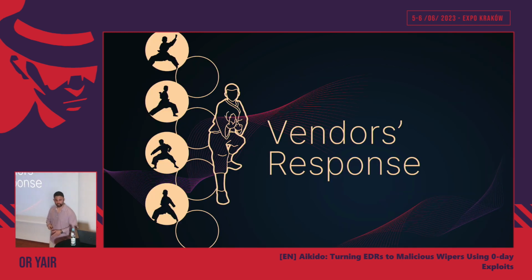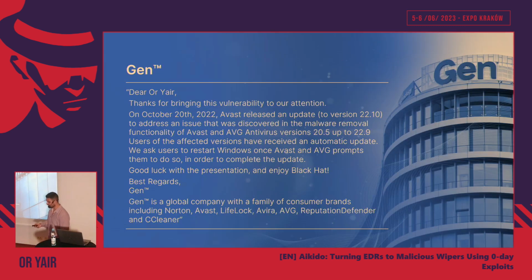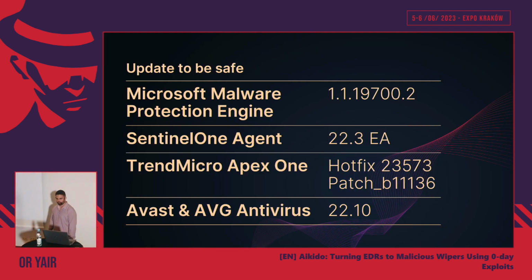I do have some vendor responses in here from Microsoft and Gen. Overall, I have no complaints. They were very cooperative. You can take a look at their responses later. These are the versions that you want to make sure you have installed. Of course, all of the vulnerabilities are fixed. Please note that in the Trend Micro Apex One product, it's a patch and not a version, so make sure that you have this patch installed.